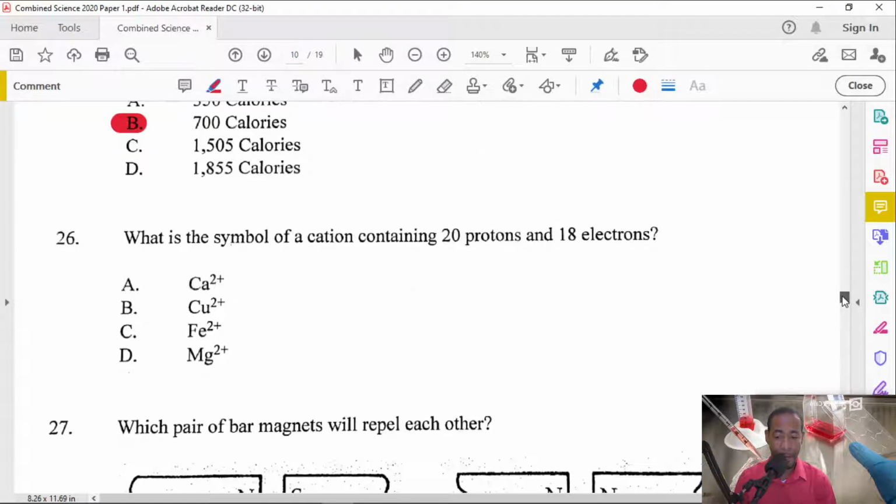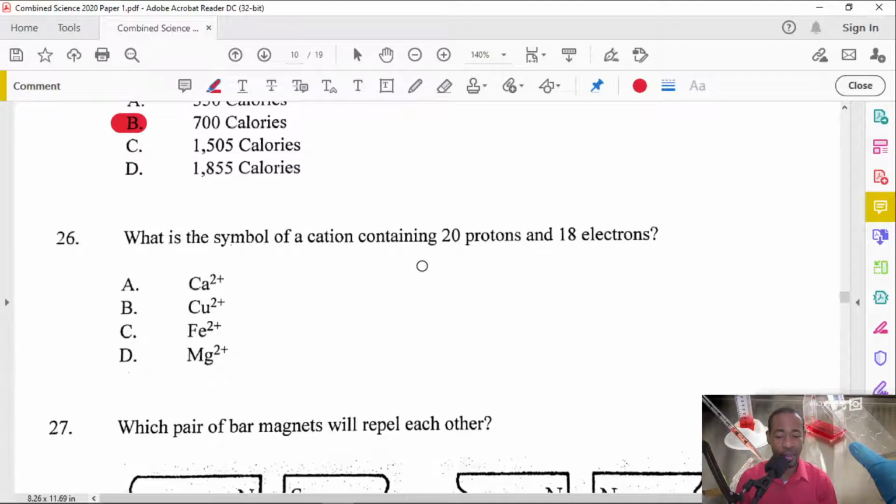Now, for question number 26, it said, what is the symbol of a cation, which is a positive ion, containing 20 protons and 18 electrons? Now, looking for the symbol. First, you could jump to your periodic table. Very easy. The number of protons will tell you the element, right? That will never change. The proton will always be the same. So if you look in the periodic table, you notice that the element there will be calcium, right? With the Ca. And it is Ca2 plus.